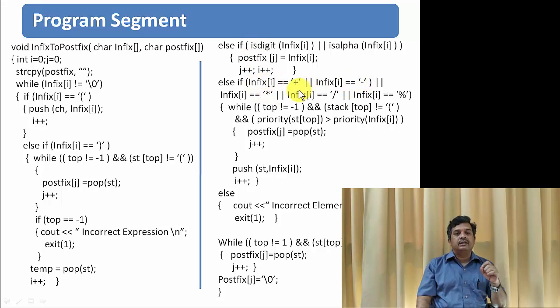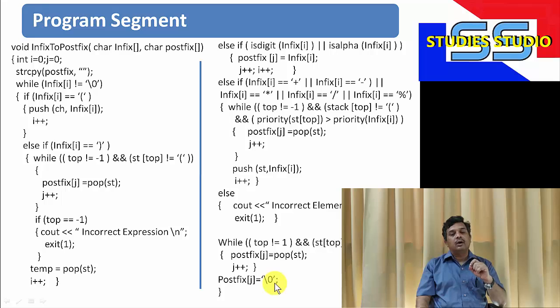Otherwise, you are getting a plus or minus or star, slash or percentage symbol. It means all of them are operators. In that case, you have to find the priority of the operator. If the top of the stack has higher priority than the scanned element, then what you have to do? You have to pop it and write it in the postfix expression. Otherwise, you have to push the operator onto the stack. So you have to continue this while top is not equal to -1 and top is not equal to left curly bracket, then you have to pop it and write it in the postfix expression. j will be incremented by 1 and at last you are writing the last character of the postfix expression, that is \0.